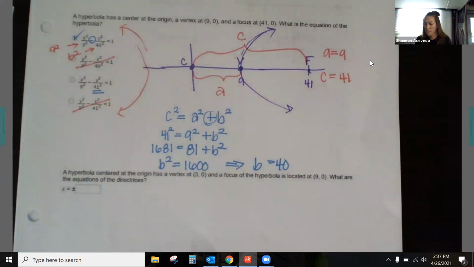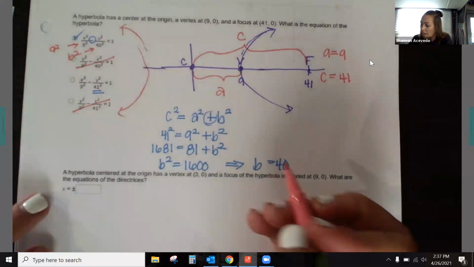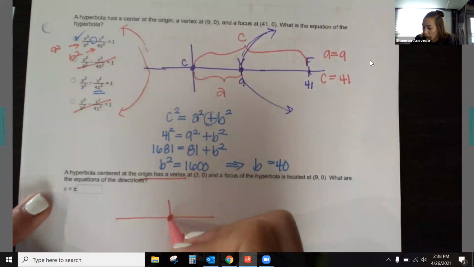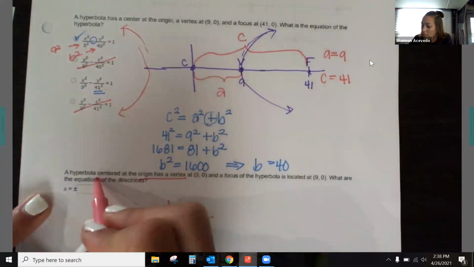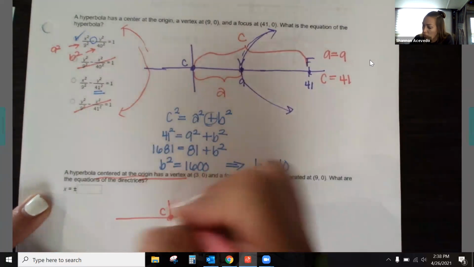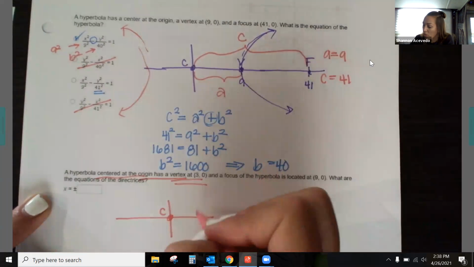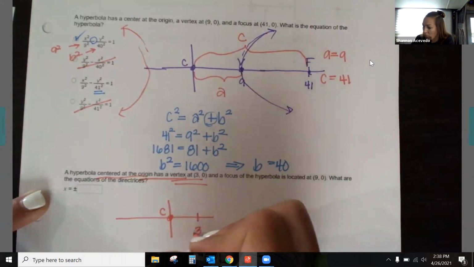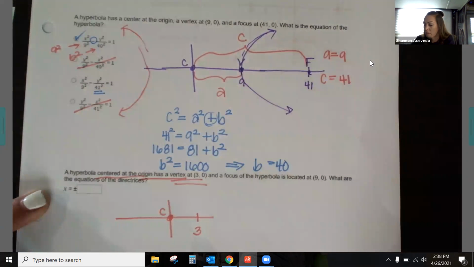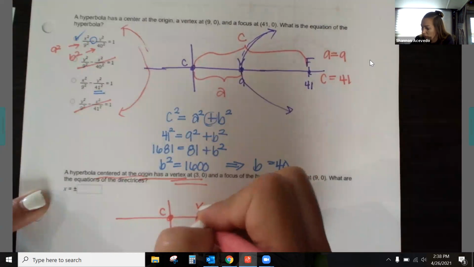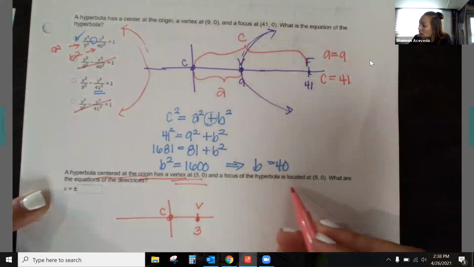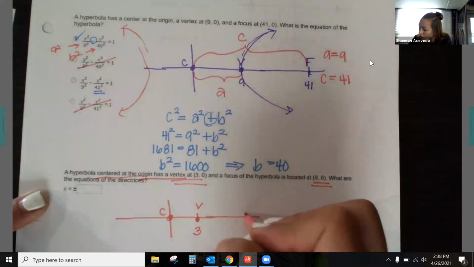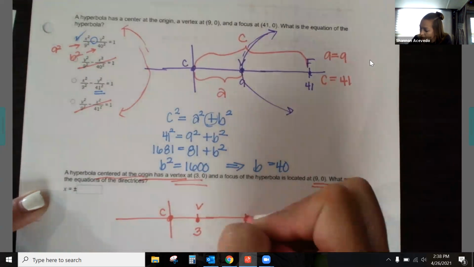All right. My next one says that I have my vertex at the origin. So again, my hyperbola is centered at the origin. Vertex is at 3, 0. So if I'm at 3, 0, I'm going to be right here. And the focus of the hyperbola is located at 9, 0. So 9, 0. Here's my focus.